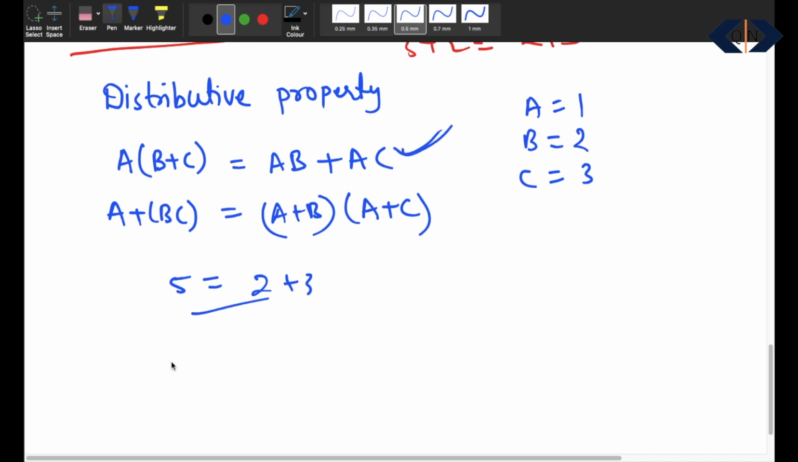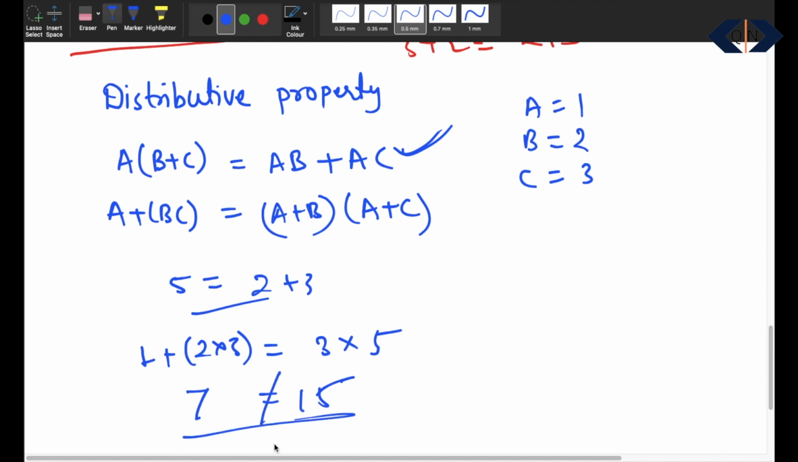Can we check the second one? It is 1 plus 2 into 3, it should be equal to 1 plus 2 into 1 plus 3. 3 into 2 is 6, 6 plus 1 is 7, and 3 into 5 is 15. So 7 is not equal to 15. So from here we can say that the second property is not holding.